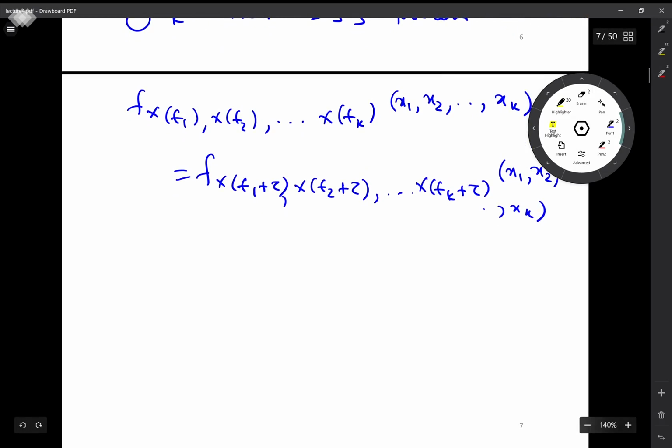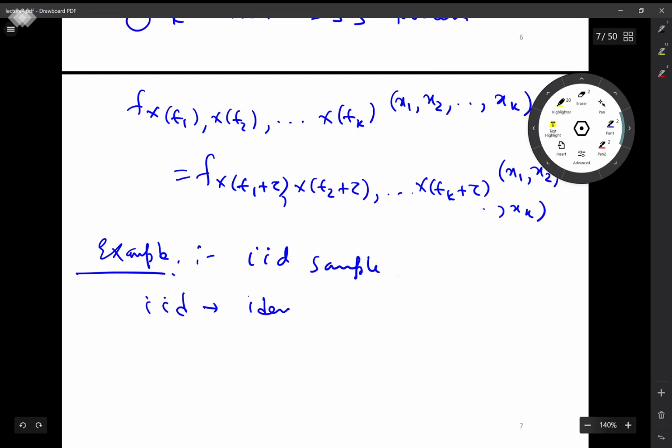Now what would be an example of an SSS process? It's a very restricted process, so what would be the example? An IID process is an SSS process. What is IID? IID means independent and identically distributed. Independent and identical distribution.